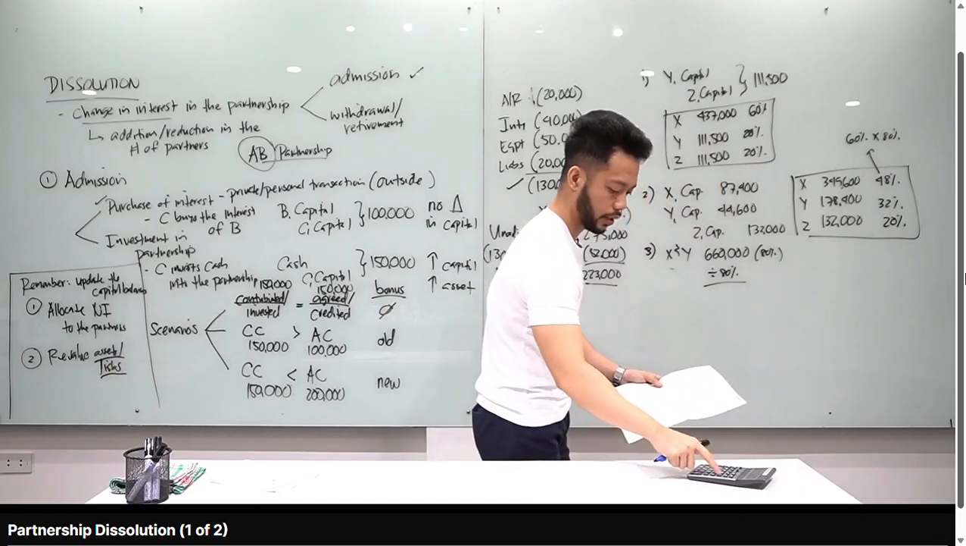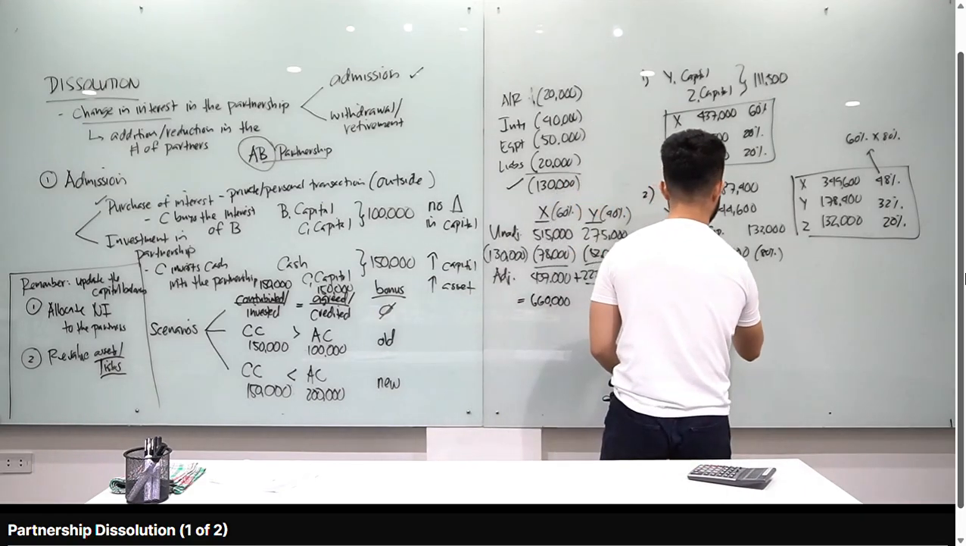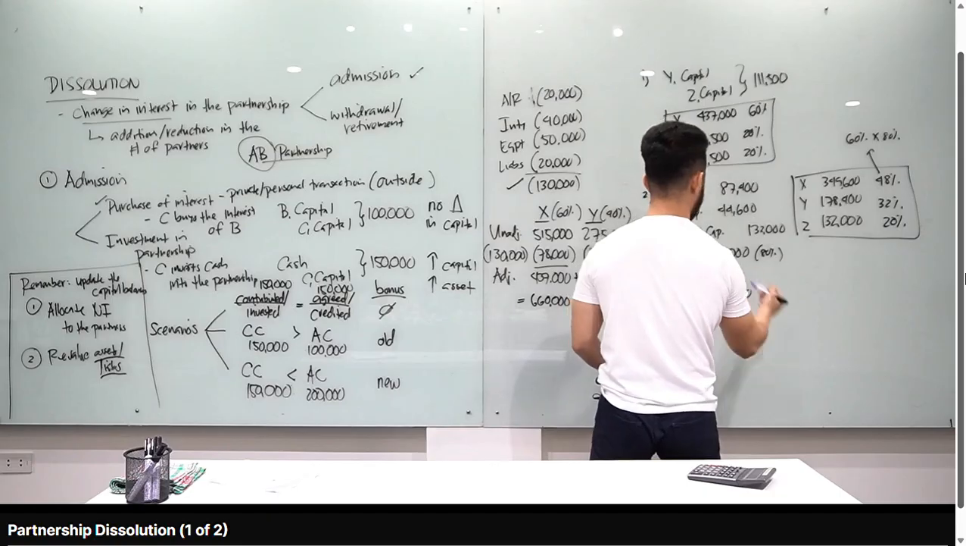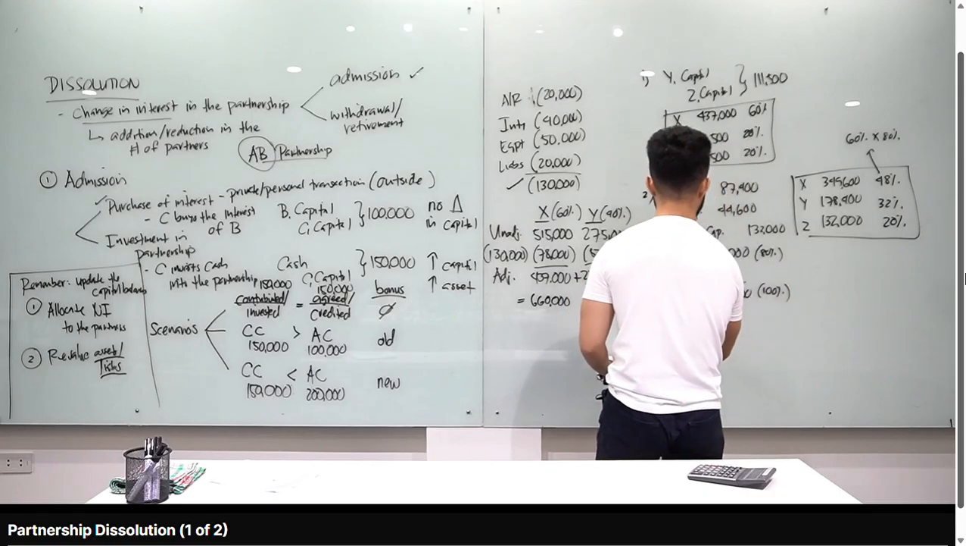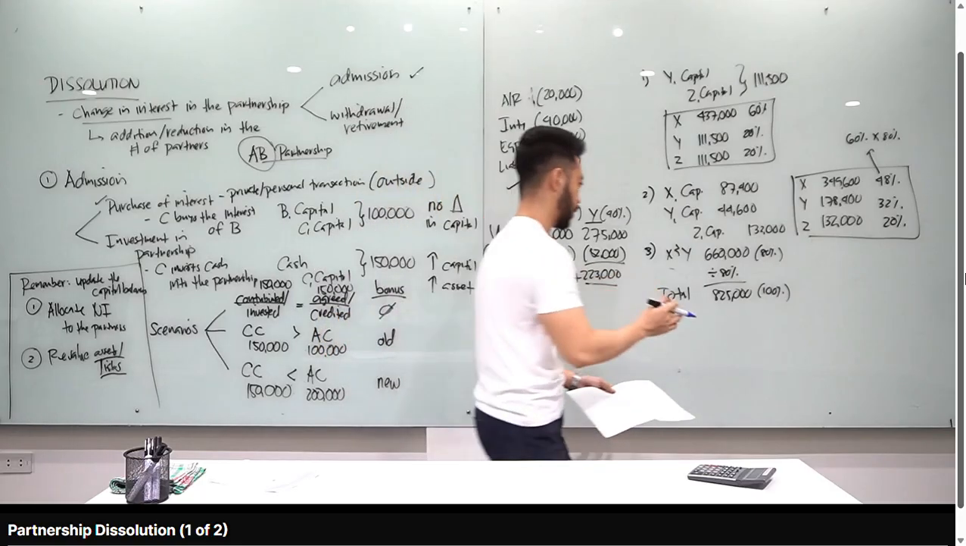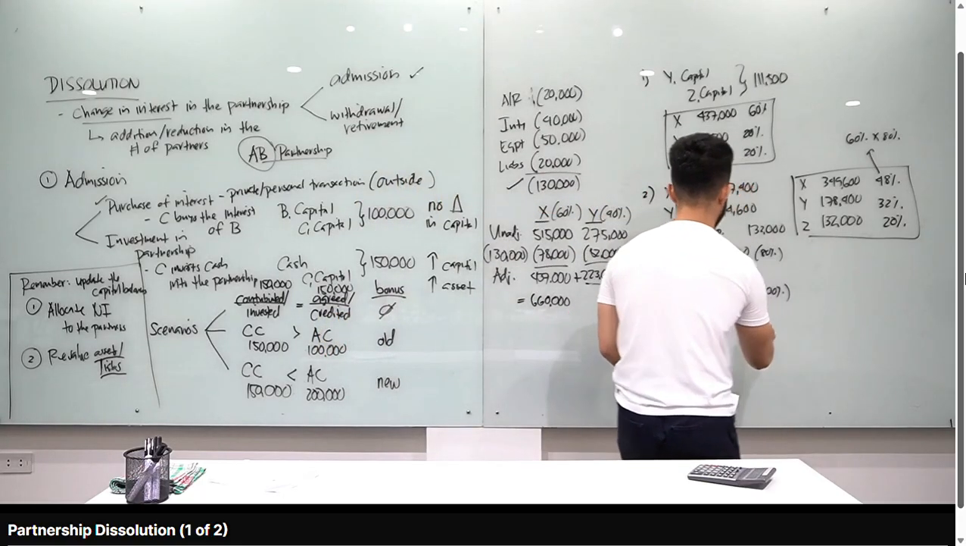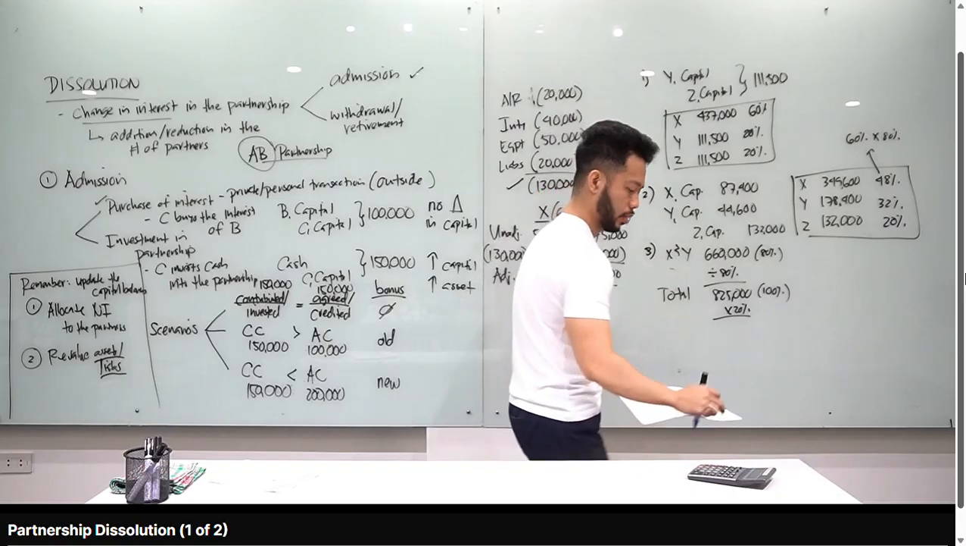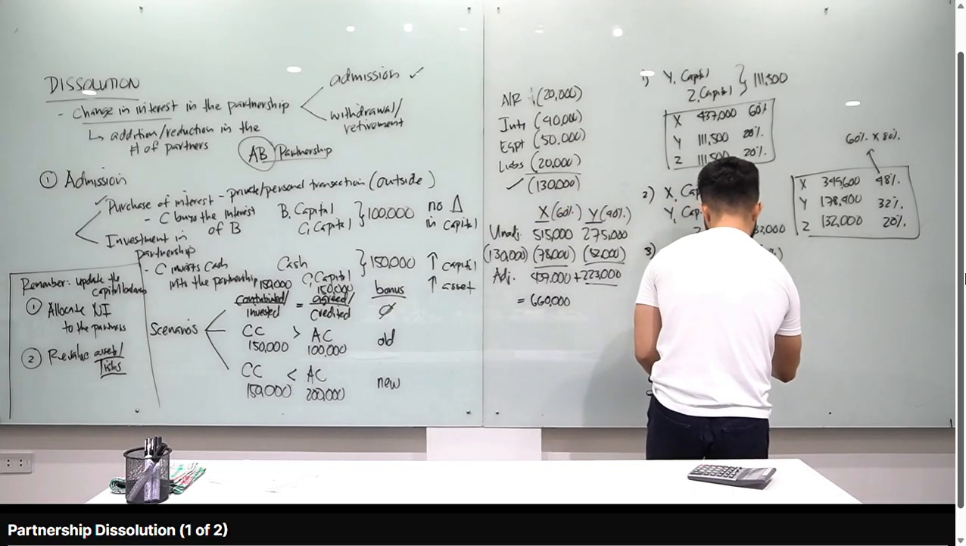Right? 660,000 divided by 0.8, I will get 825,000. So, pag dinivide mo sa 80 yan, gross up mo, tama? Makukuha mo yung 100%, which is actually the total capital of the partnership. Yung 100% na yan, 20% kailangan i-invest ni partner Z. 825,000 times 0.2, 165,000. This is the answer.